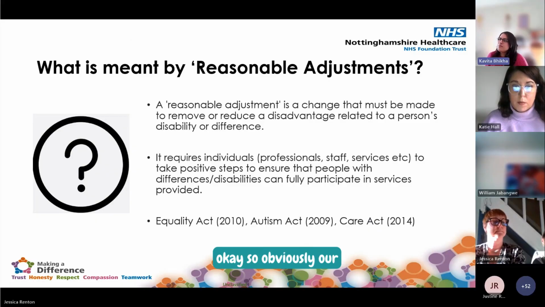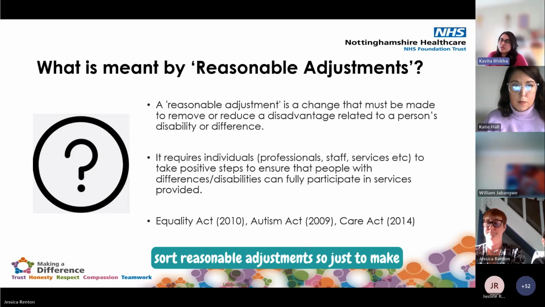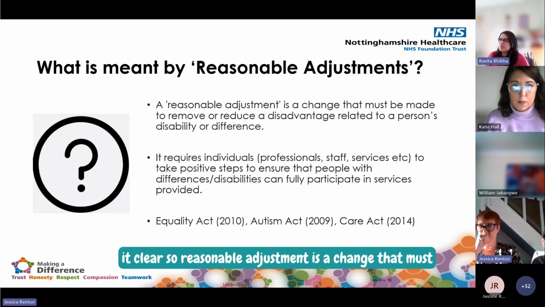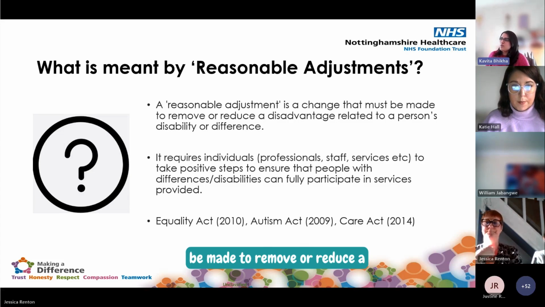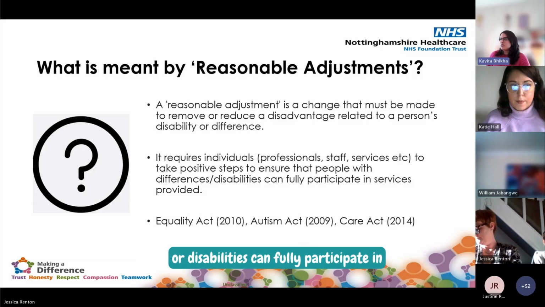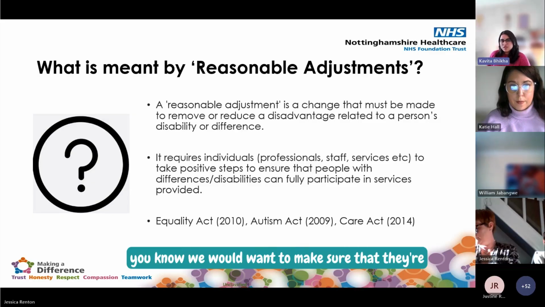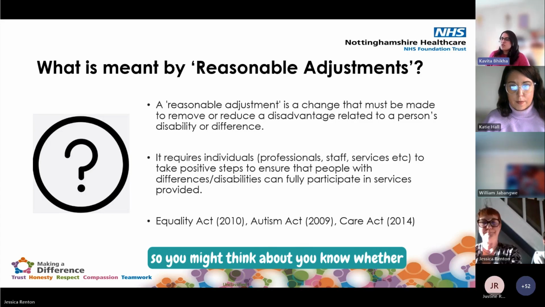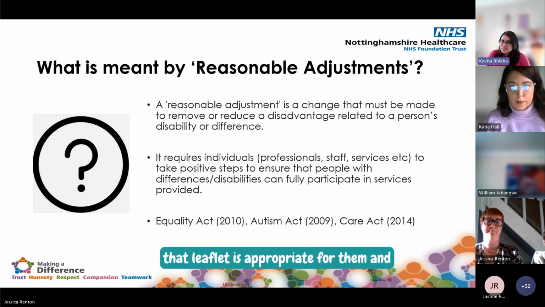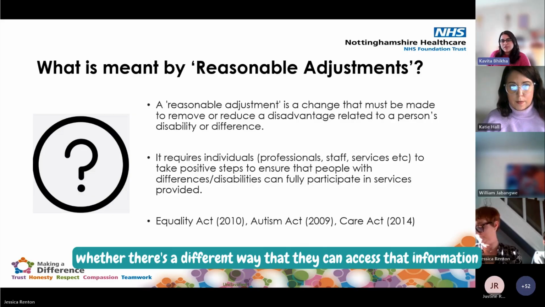Okay, so obviously our presentation today, we want to be focusing a lot on reasonable adjustments. So just to make it clear, a reasonable adjustment is a change that must be made to remove or reduce a disadvantage related to a person's disability or difference. So it requires individuals, professionals, staff, services, for example, to take positive steps to make sure that people with differences or disabilities can fully participate in services that are provided. For example, if someone's got a sensory loss or is visually impaired, we would want to make sure that they're getting information in the right way. So you might think about whether that leaflet is appropriate for them, and whether there's a different way that they can access that information.